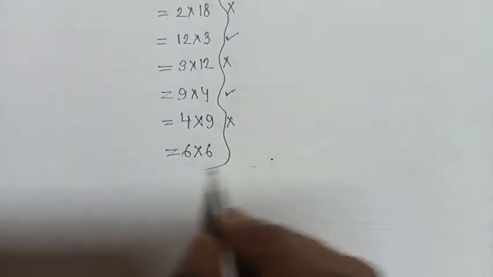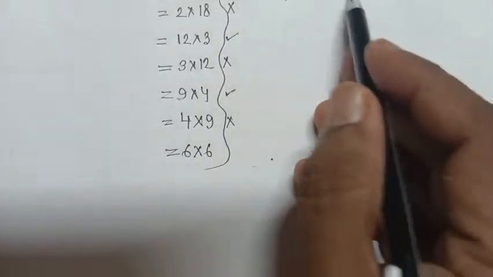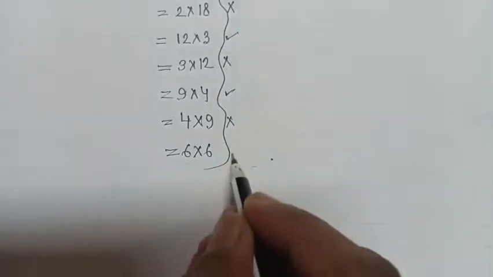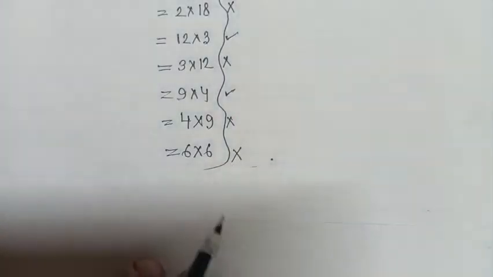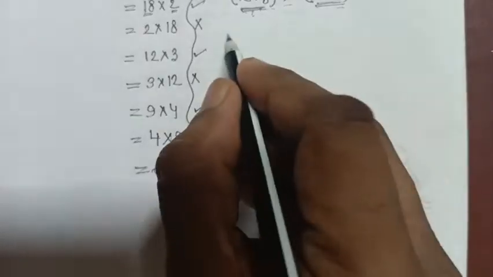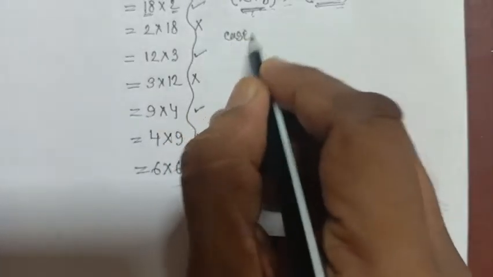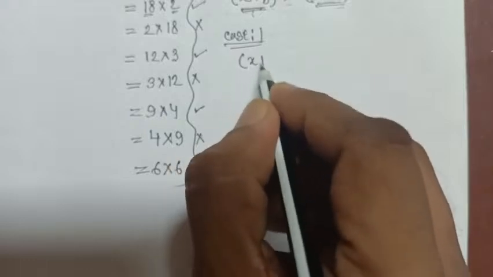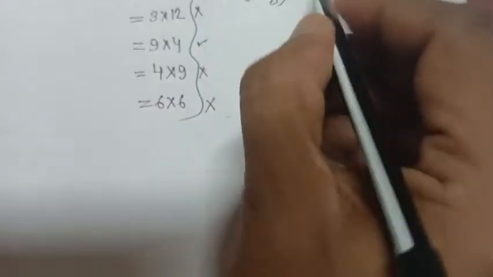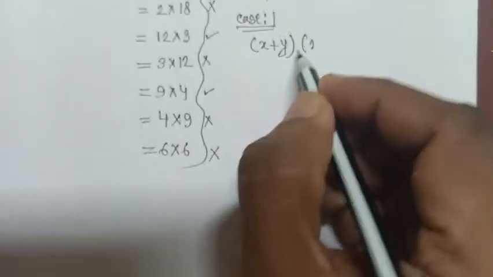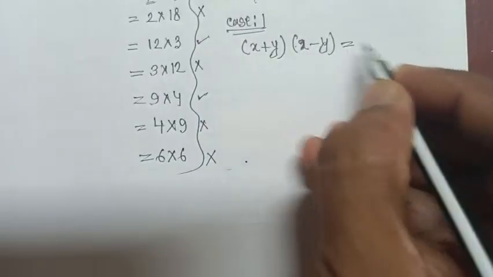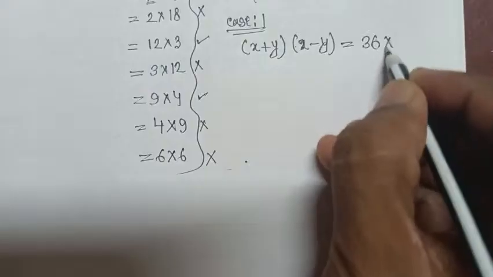And also here x plus y is not equal to x minus y, so that will also be cancelled. So we got 4 cases. Case 1, where x plus y into x minus y equals 36 into 1.